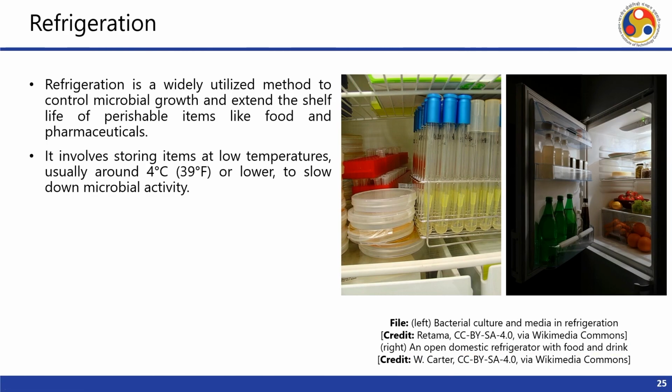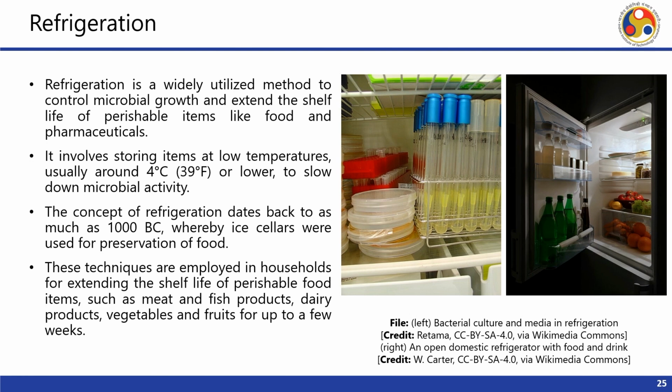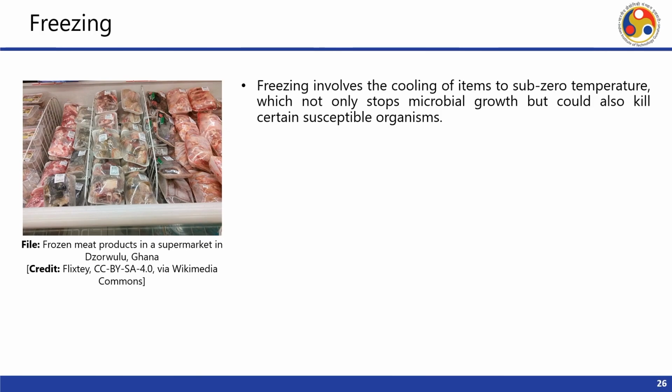Refrigeration involves storing items at low temperatures, usually around 4 degrees centigrade or lower, which may be up to minus 20 degrees centigrade, to slow down microbial activity. The concept of refrigeration dates back to as much as 1000 BC, whereby ice cellars were used for preservation of food. These techniques are employed in households for extending the shelf life of perishable food items such as meat and fish products, dairy products, and vegetables and fruits for up to a few weeks.